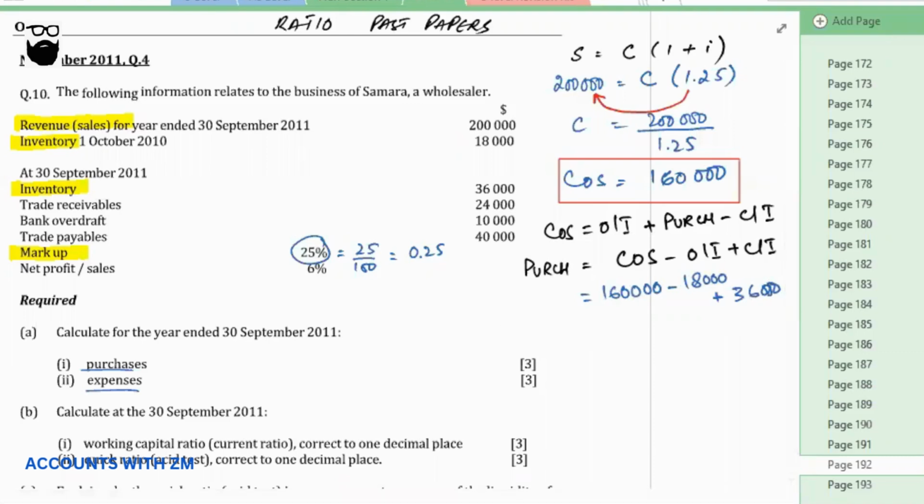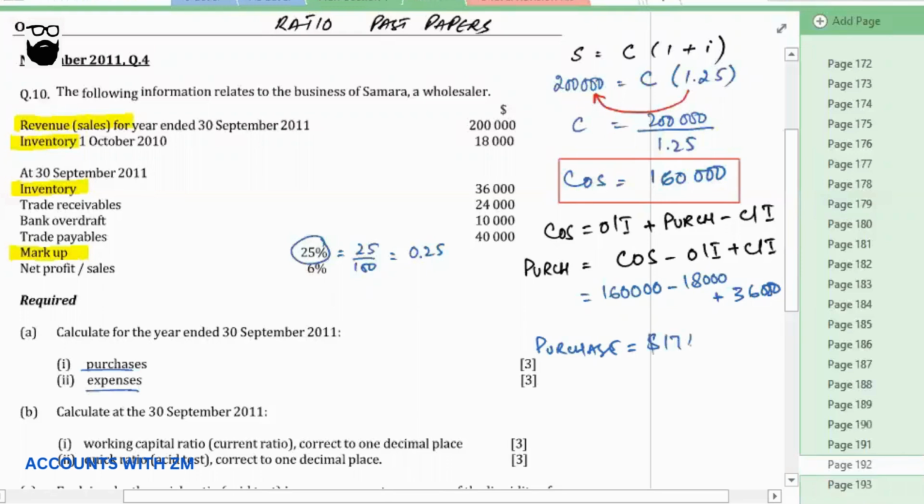Calculators, do verify the answers. The purchase value should be 160,000 minus 18,000 plus 36,000. It will become $178,000. Is it agreed? This is 1,78,000, your purchases. Next, the examiner asks for expenses.